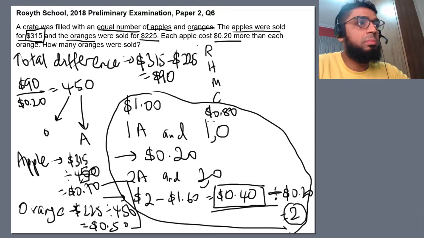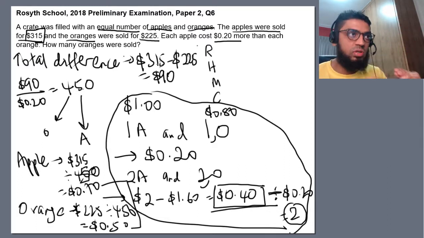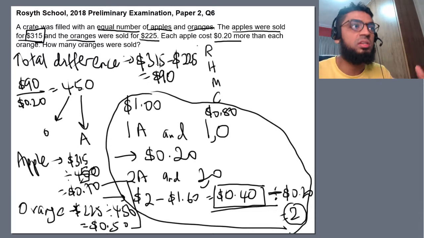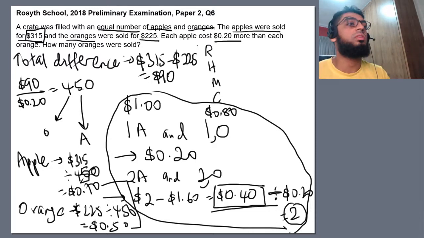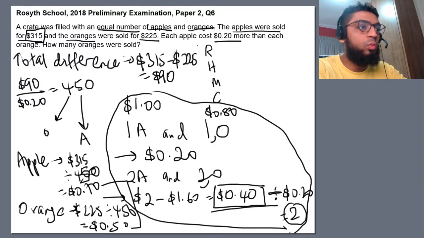So that's how we can check our answers and be certain about our work. So again, the method that I've used in this question is to first find the total difference, then take that total difference and divide by the unit difference to find the number of things, the number of apples and oranges in this particular case. Okay, so that's how we approach this particular Rosyth paper question.